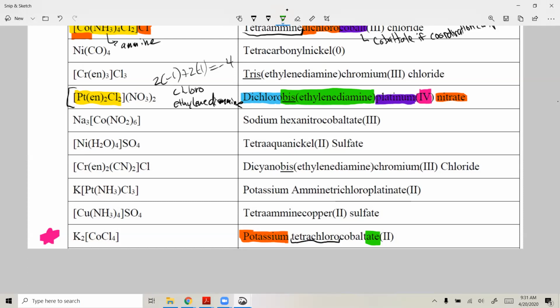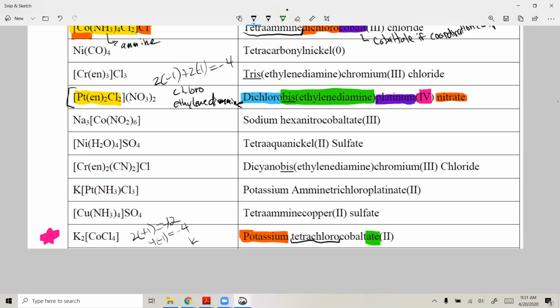So now we need to figure out what that oxidation state should be for our cobalt. So we partnered this up with 2 potassiums. So that's our +1. We have 4 chloros. Each one is a -1.